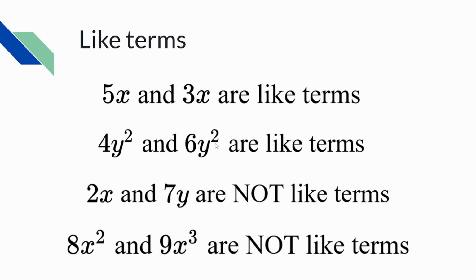For some non-examples, 2x and 7y are not like terms. They don't involve the same variable. We have two different variables going on here, x and y. And lastly, 8x squared and 9x cubed are not like terms because they have different powers. They have the same variable x, but this has a power 2 and this has a power 3, so they're not like terms.